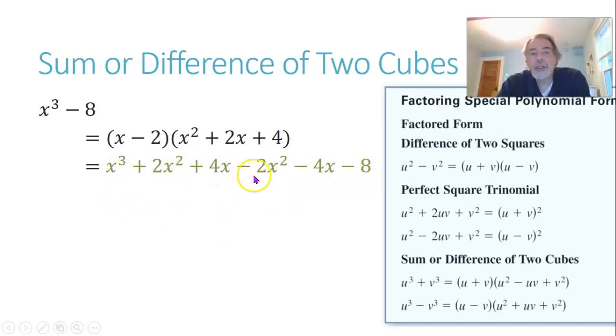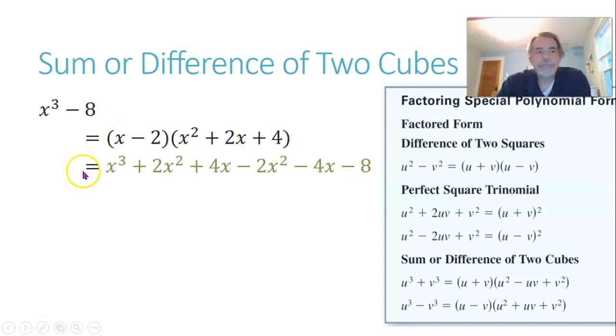And do you see anything we can do to simplify this mess? Anything that combines? Well, the 2x squared minus 2x squared adds up to 0. The 4x minus 4x adds up to 0. The only thing that's left standing is the x cubed minus 8.